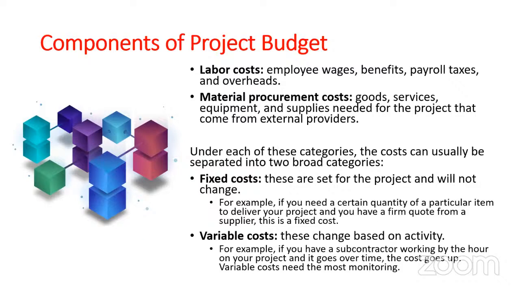Variable costs change based on activity. For example, if you have a subcontractor working by the hour. So things like labor wages are variable costs. Cost of communication, variable cost. Cost of risk management, variable cost. And some other costs that come up based on the activities within the project.